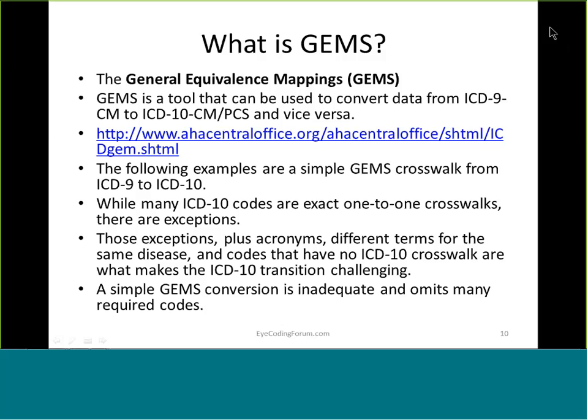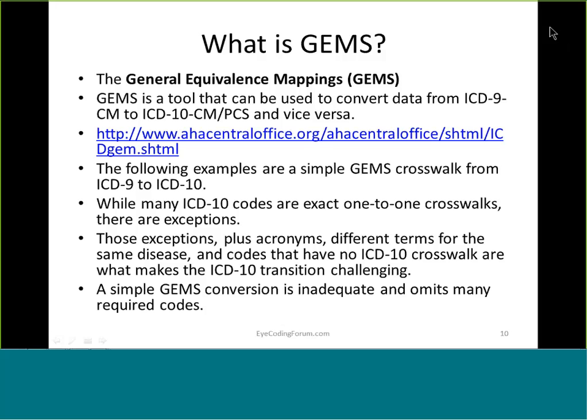In part 2 of our coding, ICD-10 coding for refraction and non-medical conditions, a question that comes up a lot is, what is GEMS? GEMS is called the General Equivalence Mapping System. And it's a tool that you can use to convert data from ICD-9 to ICD-10 and vice versa. You can download the files off this link here on the screen.